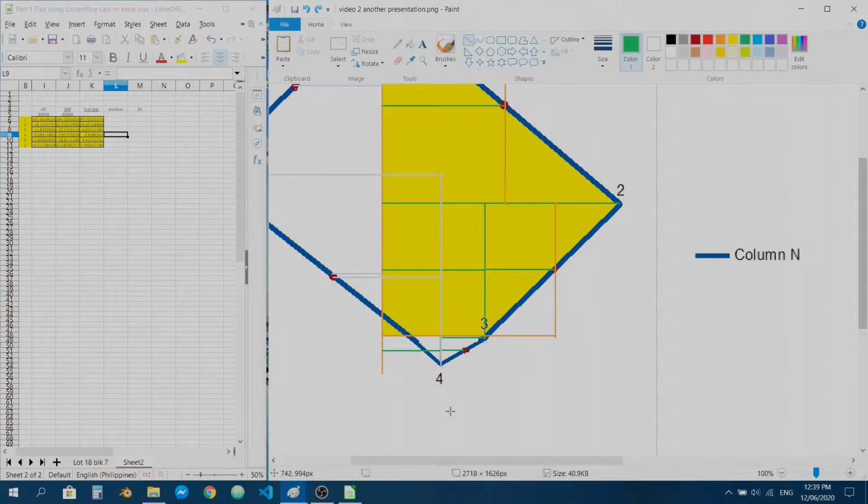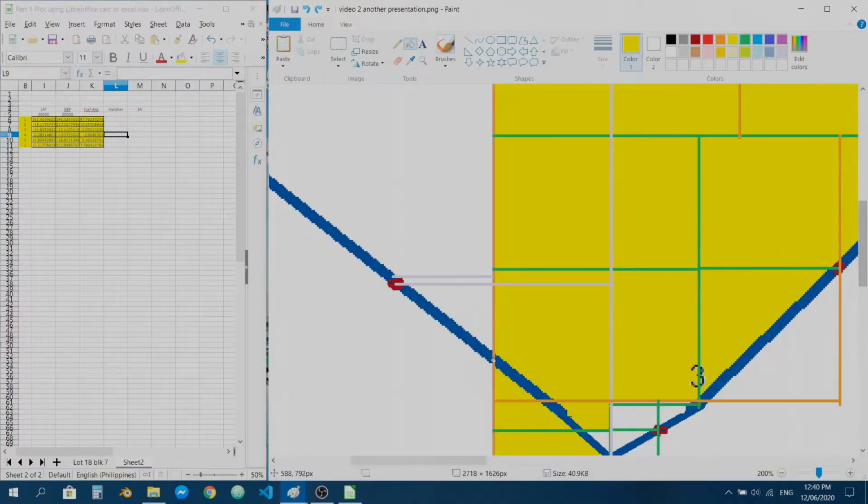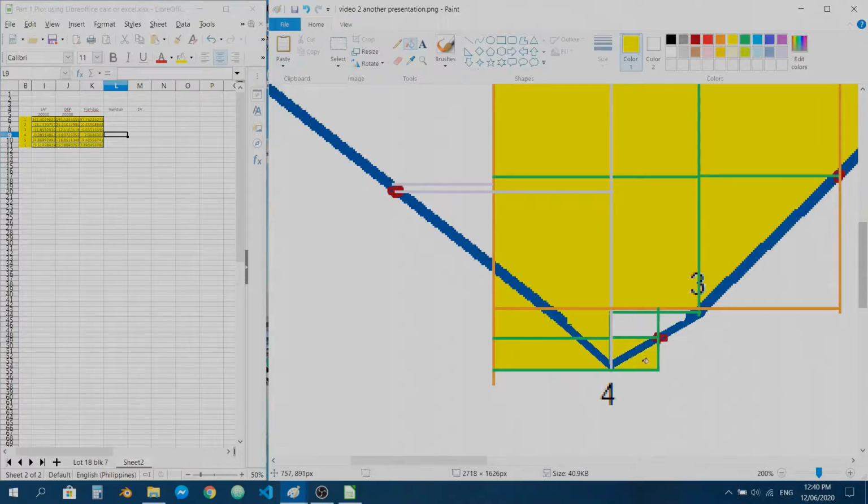Now for 3 to 4, we multiply the meridian by the latitude for 3 to 4, and by doing so we will be able to get this area. Again, just like in our previous lines, this is not part of the polygon we're trying to compute, but it is equivalent to this one. We already computed for this portion, so let me just transfer it.